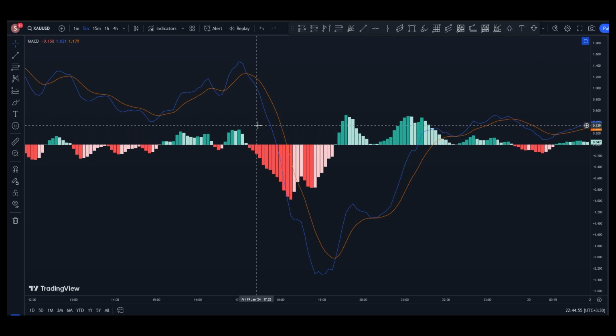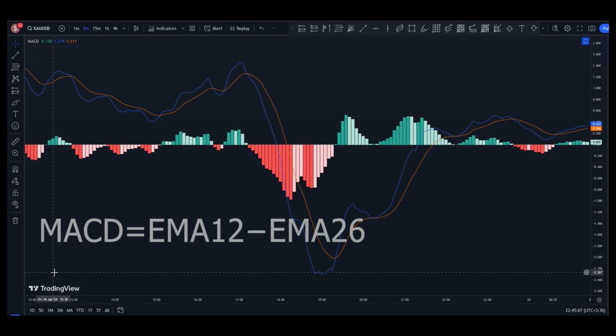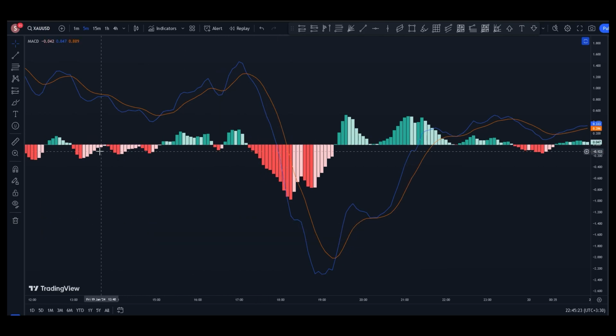The MACD histogram is the area between the MACD line and the signal line, and it shows the momentum of the trend. The formula for MACD is here. MACD equals EMA 12 minus EMA 26. Now, let's see how we can use it on the chart.